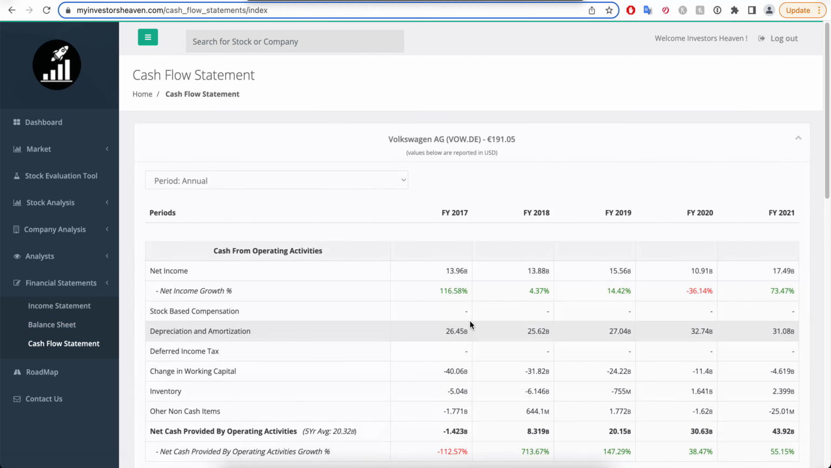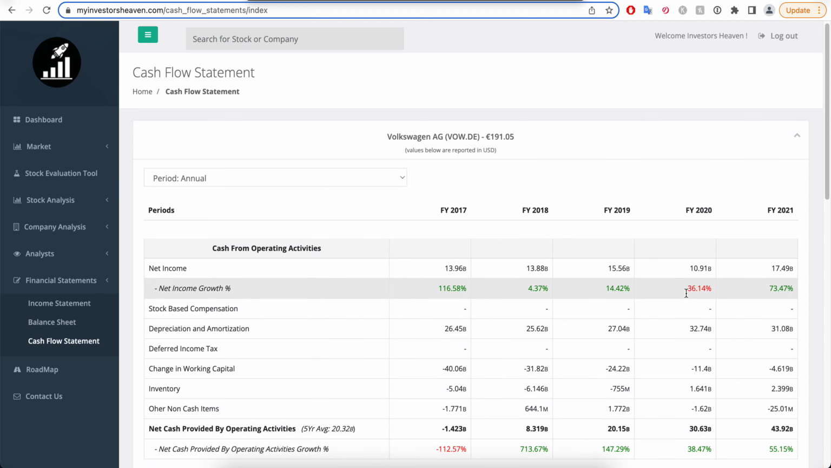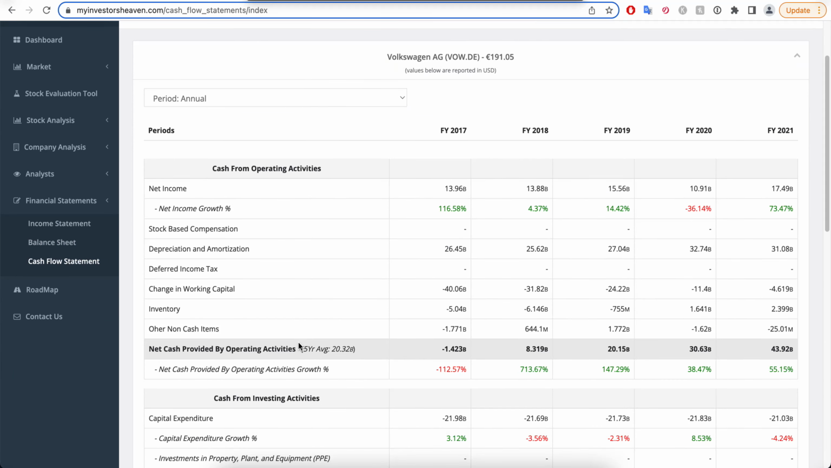But what about the cash flow? It is very interesting here. You will see that the net cash provided by operating activities is increasing a lot because of the depreciation and amortization. Look at this. This gets added back to the cash flow statement because it's a non-cash expense, and it's like 30 billion every year over here.